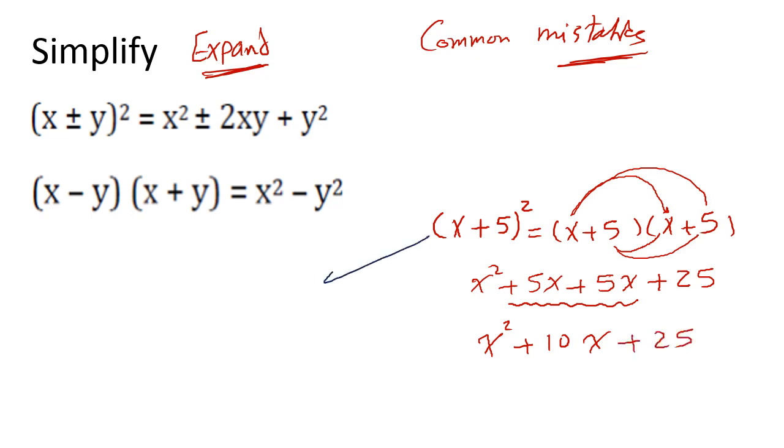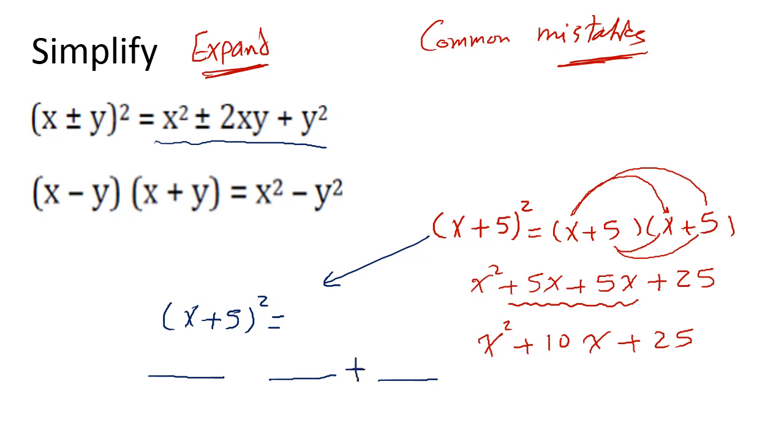But another solution, if you wanted to find the rule for x plus 5 to the power of 2, is to expand it into 3 terms. The last sign here is always positive. And this sign follows the sign inside the bracket. If the bracket is positive, this sign is positive. If the bracket is negative, this sign is negative.